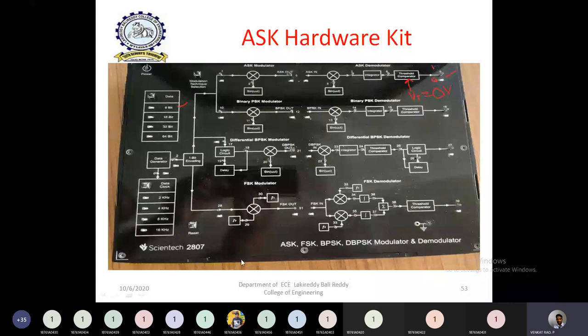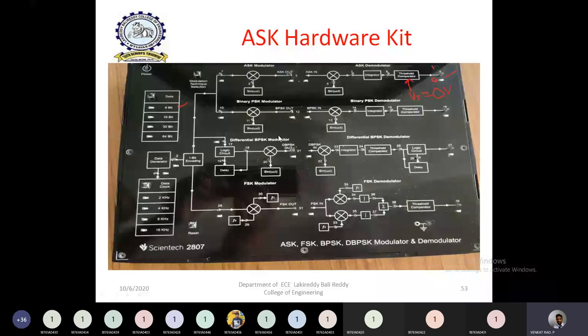For example, in our case, for phase shift keying, if we enable this modulation using the modulation selection switch, we can perform PSK modulation and demodulation. But as we have a separate kit for PSK, let us do the experiment on that particular kit. When you come to the laboratory, you can do phase shift keying using the common kit or the separate kit, whichever you like.